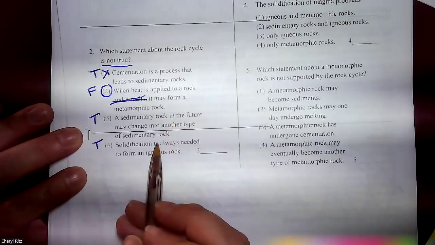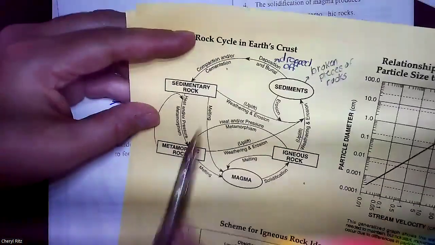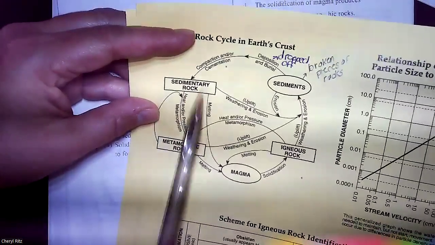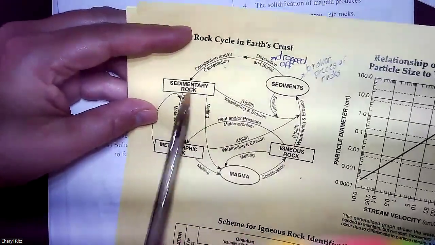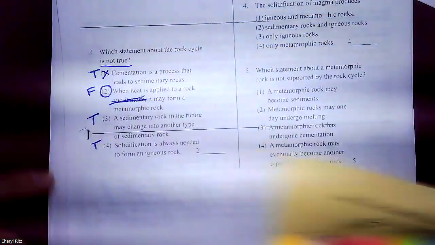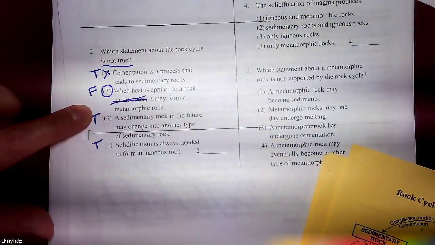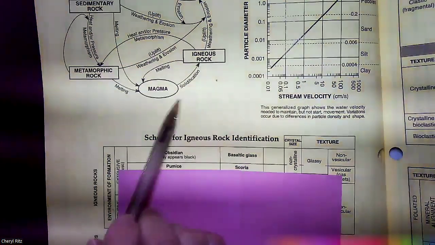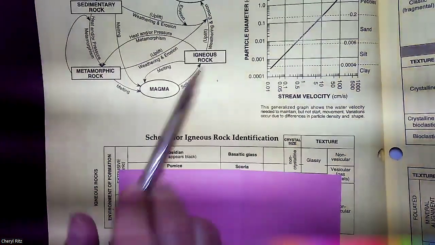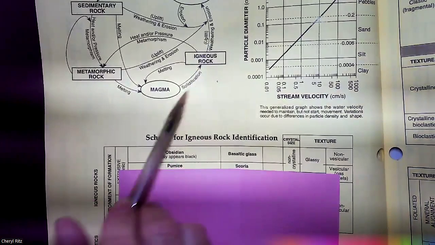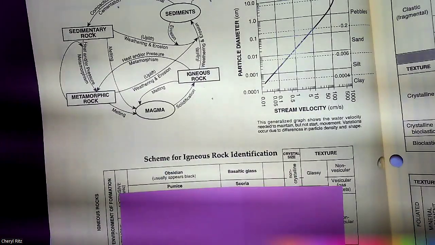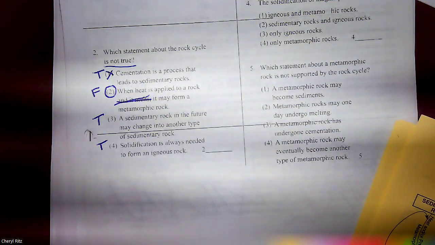A sedimentary rock in the future may turn into another rock. Yes, it could melt into magma, it could get heat and pressure, or it can weather and erode into new sediments and turn back into a new sedimentary rock. So that's true. And solidification is always needed to form an igneous rock. There is no other way to get to igneous rock without going through the solidification path. So those other ones all were true except for number 2, because they threw in the word melting.